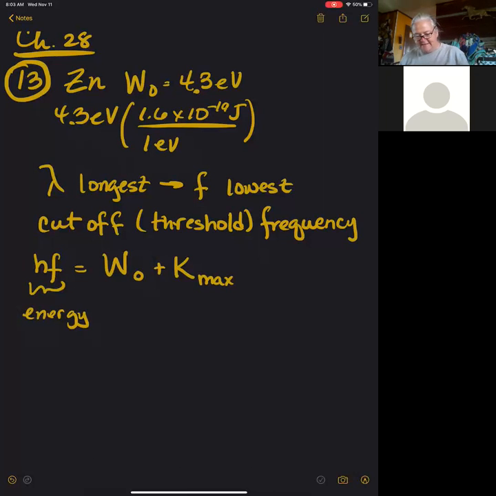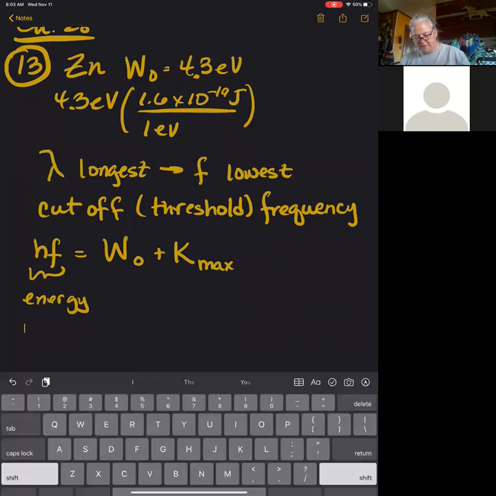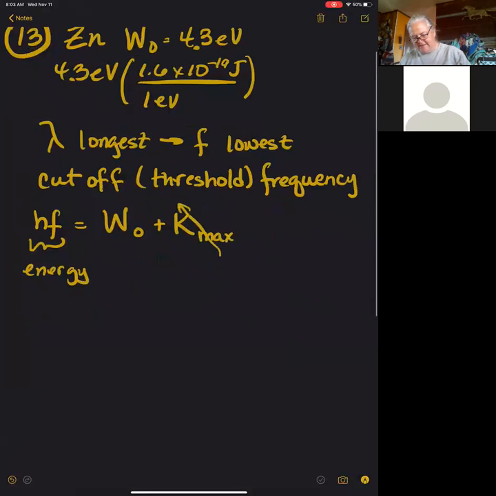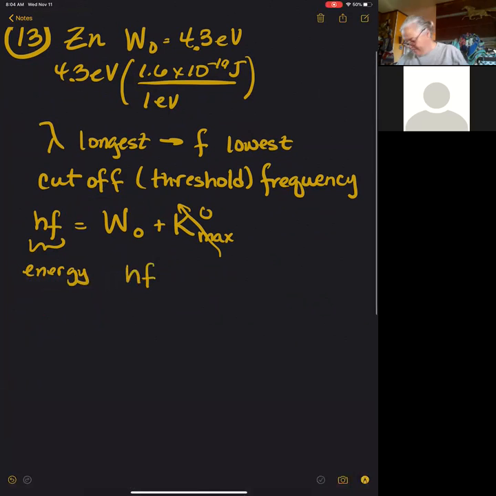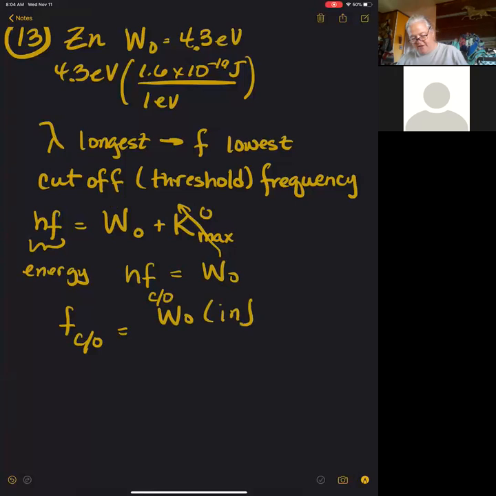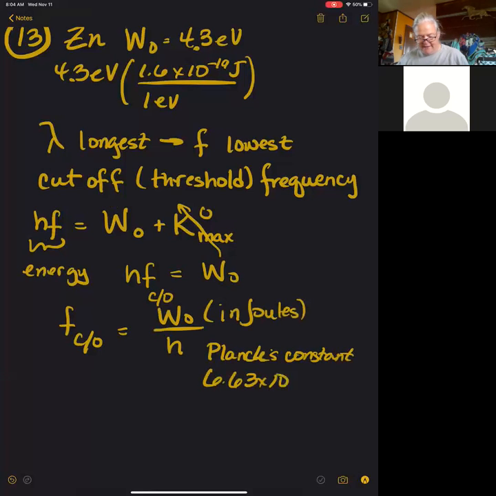But in the case of this problem, it says what's the lowest frequency. So for this problem, we're assuming that K max is 0. There's no leftover energy. We've got just enough to release the electron from the surface. So the lowest frequency, the cutoff or threshold frequency, satisfies hf equals the work function. So the frequency of the lowest frequency photon that will work is the work function in joules, which we already converted, divided by h, where h is Planck's constant, and you look that up in your book. That's 6.63 times 10 to the negative 34 joule seconds.